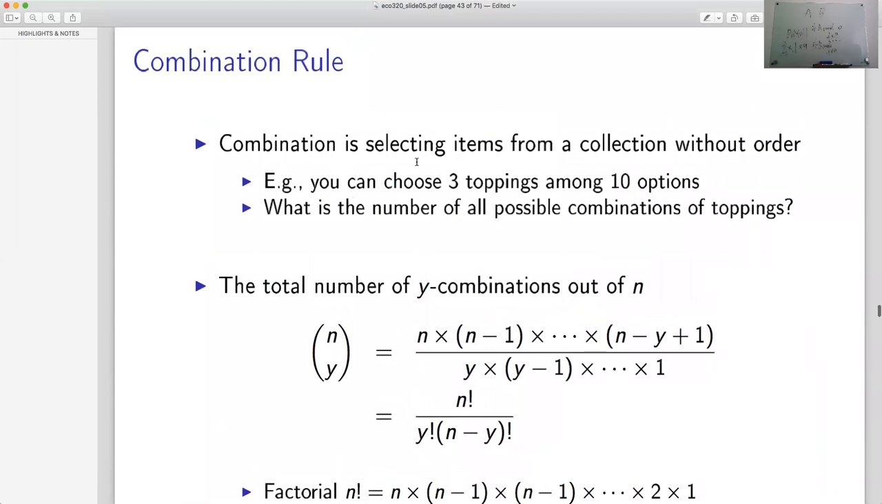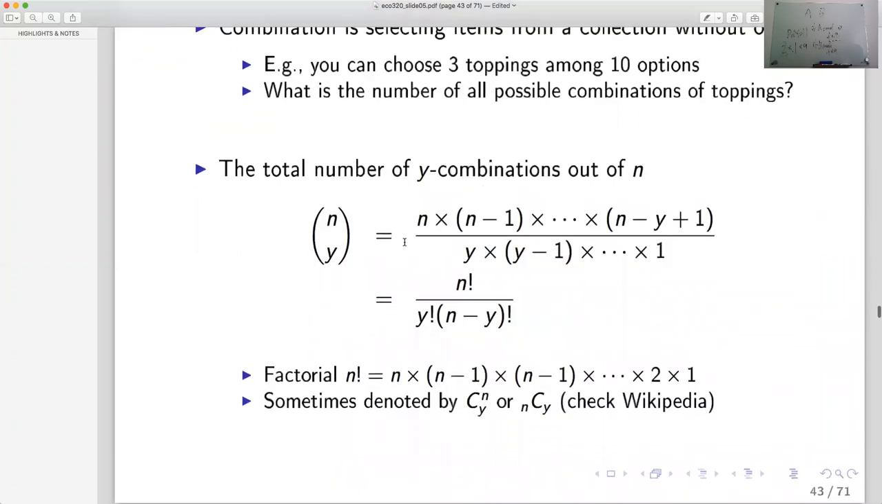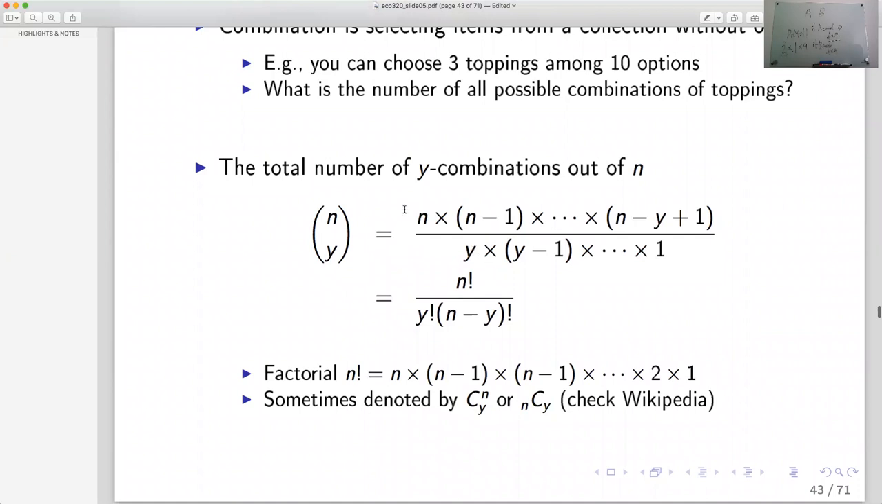Combination is selecting items from a collection without order. For example, you can choose 3 toppings among 10 options. What is the number of possible combinations of toppings? The total number of combinations would be like that. So this is the formula: n combination of y is like that. Here n is again the number of reservations, or the number of questions, etc. And n factorial is like that.